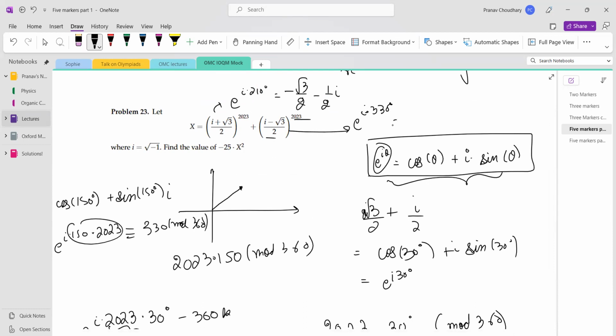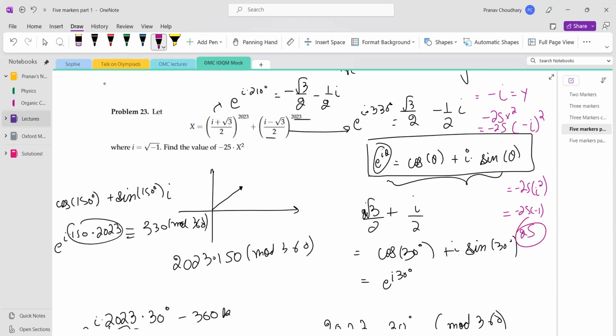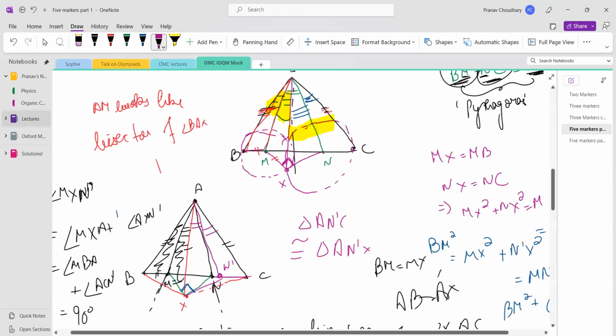Which is cosine of 330 degrees, which is cosine minus 30, which is cosine 30, which is root 3 by 2. Sine 330 is sine minus 30, which is minus sine 30, minus 1 by 2 i. So if you add the two terms, you'll get minus i. And you have to find minus 25 x squared, where this is x. So minus 25 times minus i squared, which is minus 25 times minus 1. So the answer is 25. So the answer to this problem is 25.